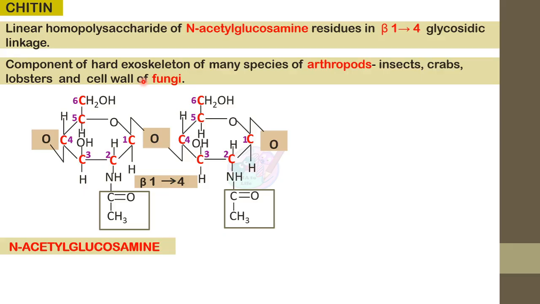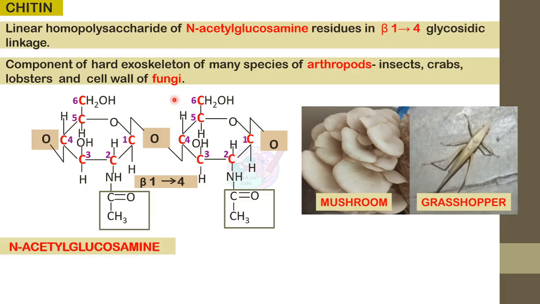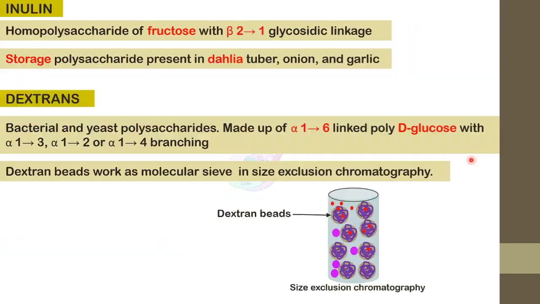So this is a component of the exoskeleton of arthropods like insects, crabs and lobster, and this is also part of the cell wall of fungi. So this is the example. This is a mushroom which is a fungus. Its cell wall is made up of chitin, and this is a grasshopper which is an arthropod, and its exoskeleton is made up of chitin.